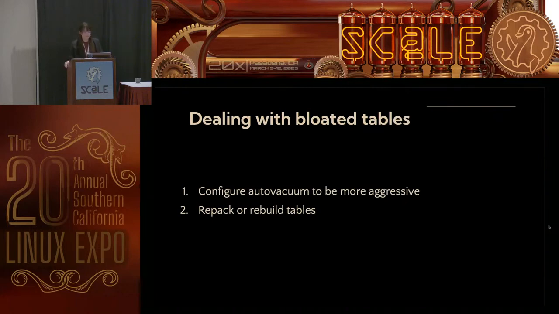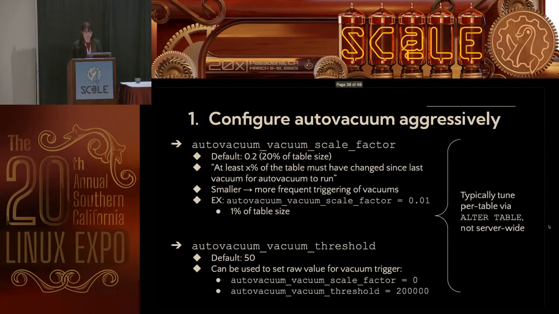How do you deal with bloated tables? There are 2 things: configuring autovacuum from the get-go or later on, as well as repacking and rebuilding tables. Configuring autovacuum to deal with bloat usually means you're going to configure it to be more aggressive. By aggressive, there are kind of 2 sides. You can mean autovacuum runs more frequently, or you can mean autovacuum runs at a faster rate. So you're either taking the brakes off, or you're telling it to run all the time or more than it currently does by default.